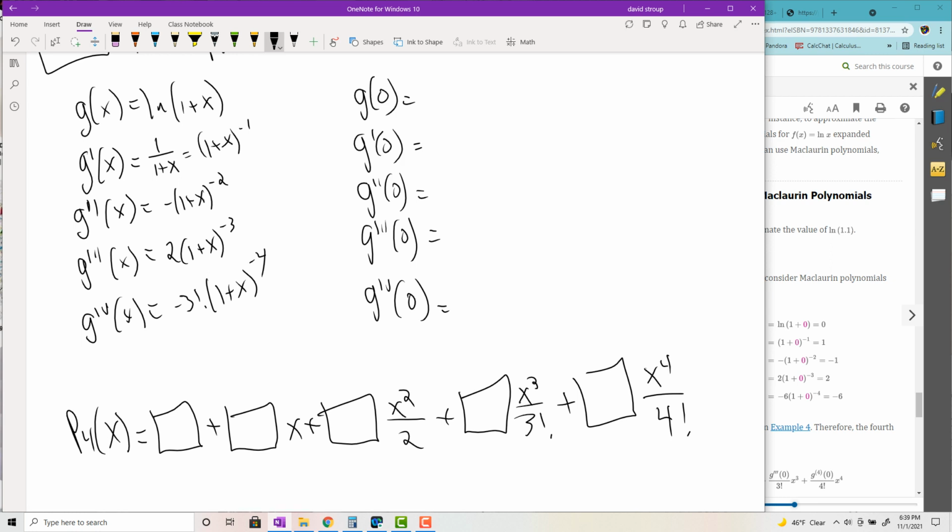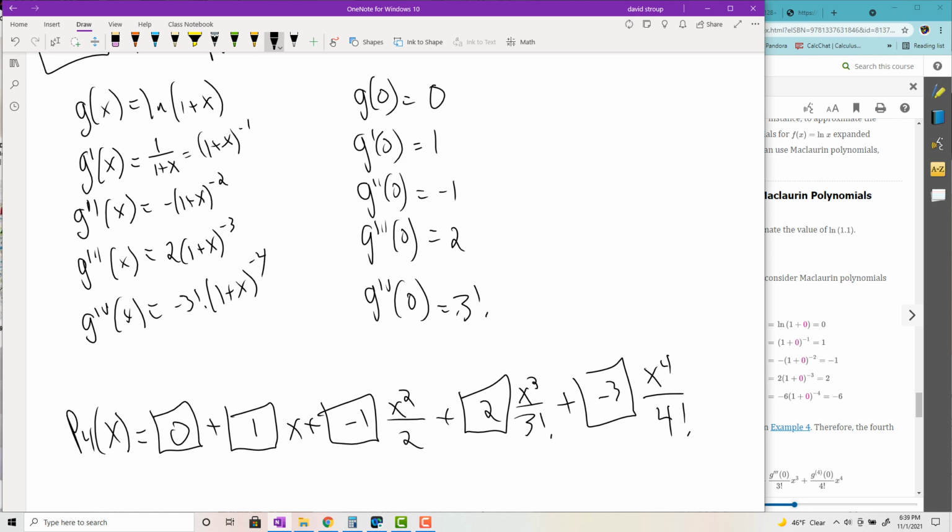G of 0, plug in 0 for x, ln of 1 plus 0 is ln of 1, ln of 1 is 0. Okay, and then we have it. So this will be 1, negative 1, 2, and negative 3 factorial. Okay, so splice those in.